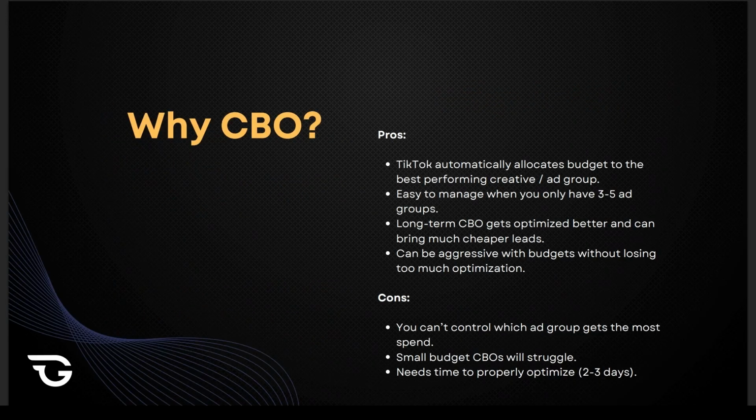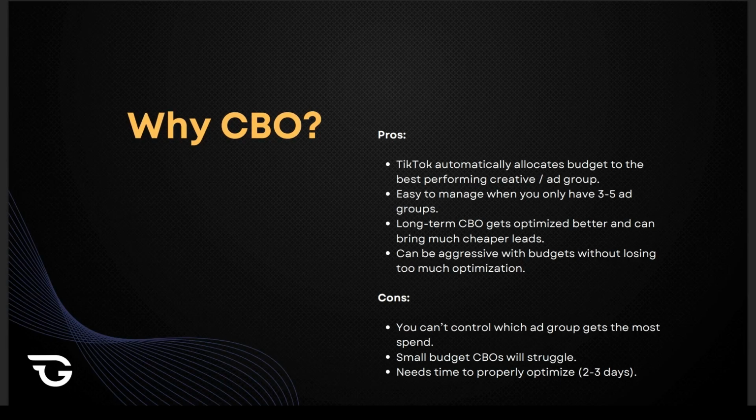Now let's talk about CBO, which is campaign budget optimization. So the pros are TikTok automatically allocates budget to the best performing creatives or ad group. TikTok will understand better which creative or ad group will outperform the others and get the best results. It's also easy to manage when you only have 3 to 5 ad groups within the CBO. You can refresh creatives or add new ones, or pause bad ones easily. In the long term, CBO gets optimized better and can bring in much cheaper leads. You can be aggressive with the budgets without losing too much optimization.